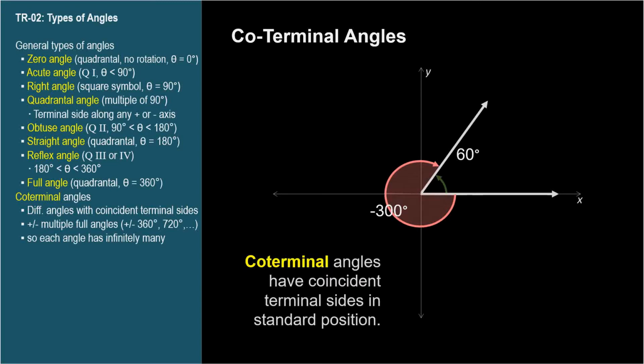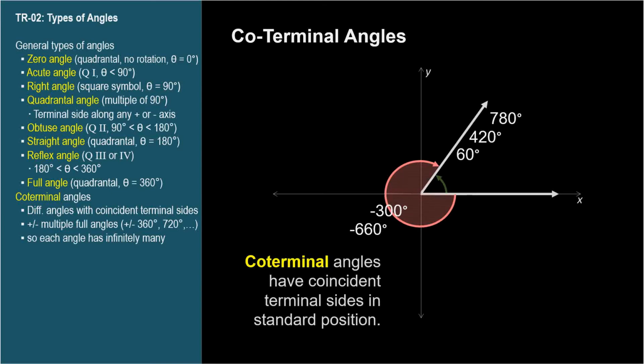Negative 300 plus 360 equals 60 degrees. We can add another 360 degrees to get 420 degrees. So negative 300 degrees, 60 degrees, 420 degrees, 780 degrees, negative 660 degrees, and so on, are all coterminal angles. They're not the same angle, but they are all coterminal when in standard position. Your instructor might ask you to name some angles coterminal with some given angle. Just repeatedly add or subtract 360 degrees.